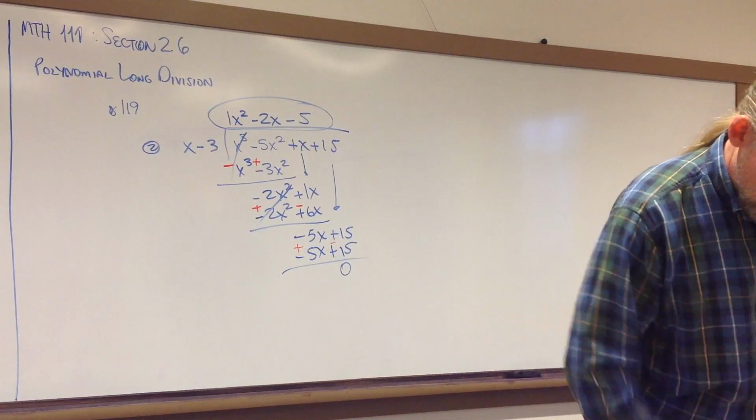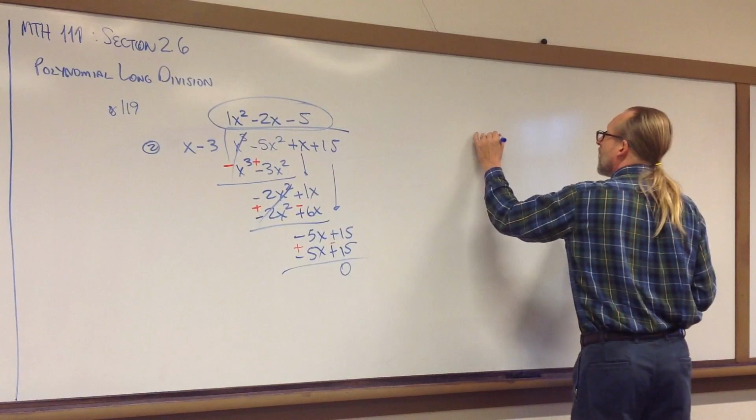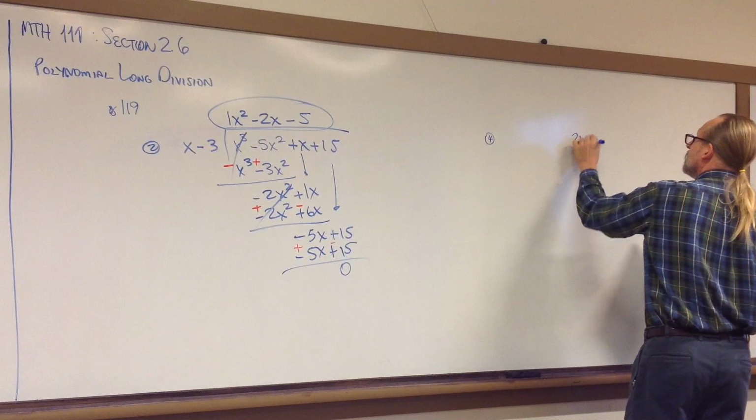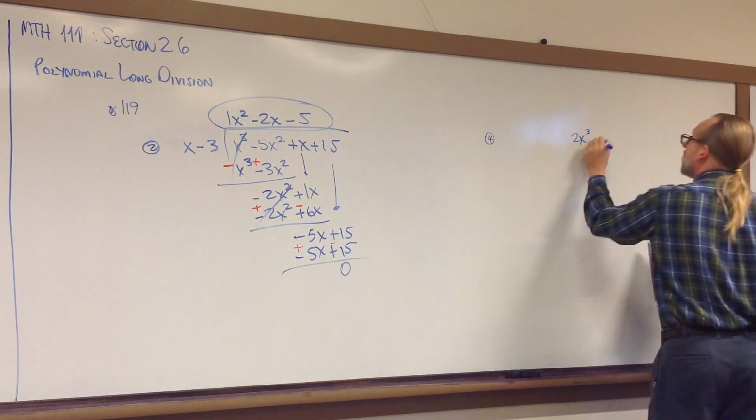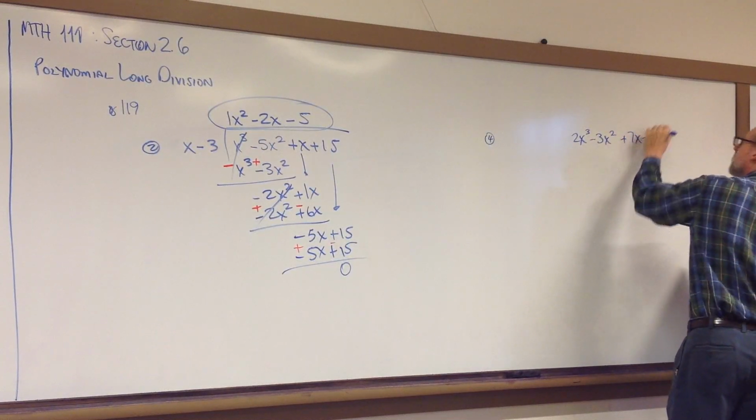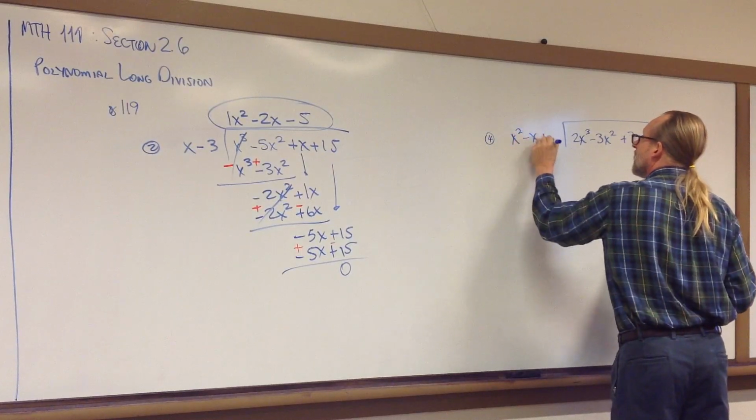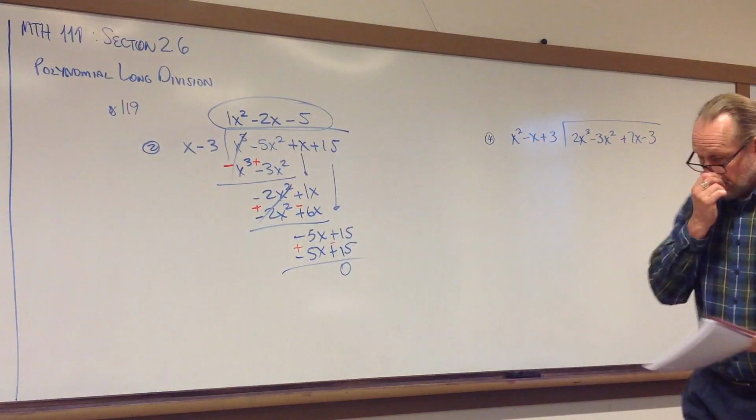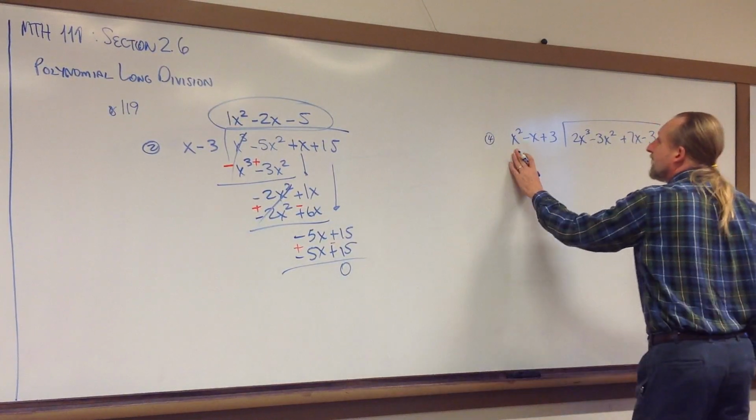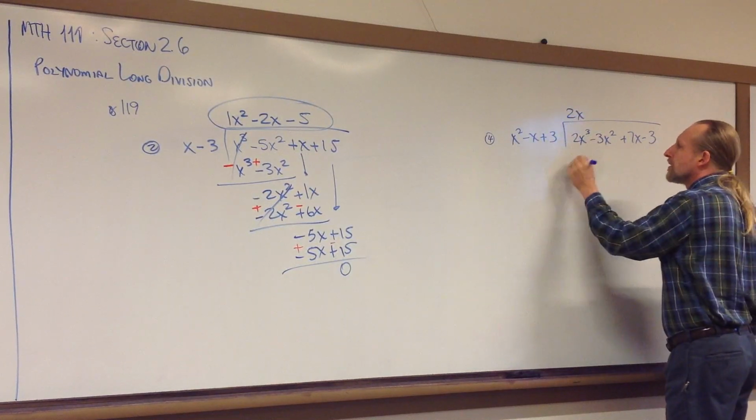Let's see here. Let's look at problem 4. Here we've got 2x to the third minus 3x squared plus 7x minus 3. And that's getting divided by x squared minus x plus 3. Okay, same process. What do you multiply the x squared by to get 2x to the third? The answer is 2x. All right.